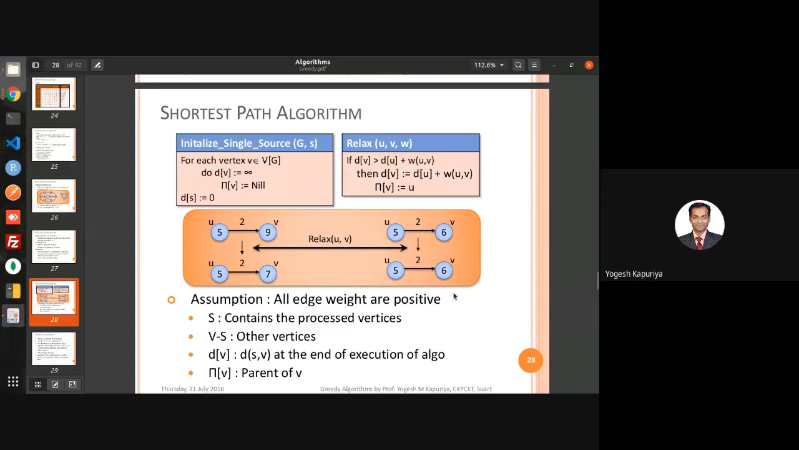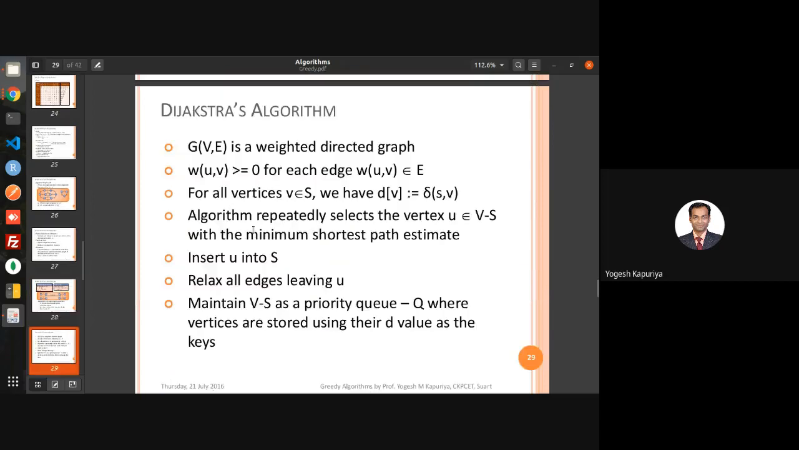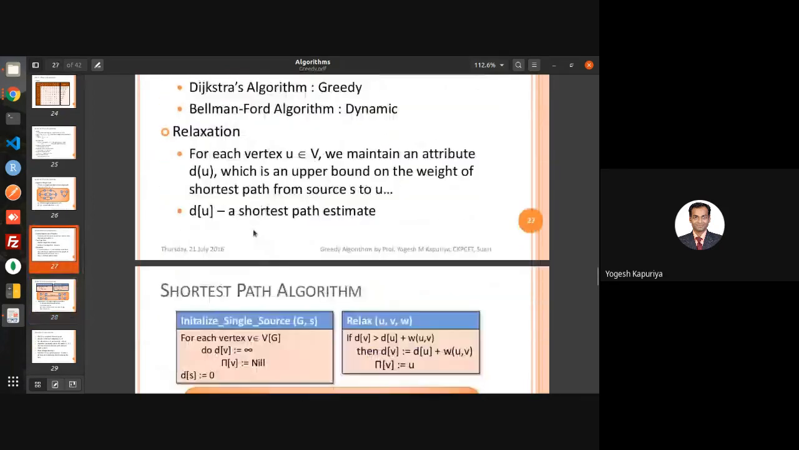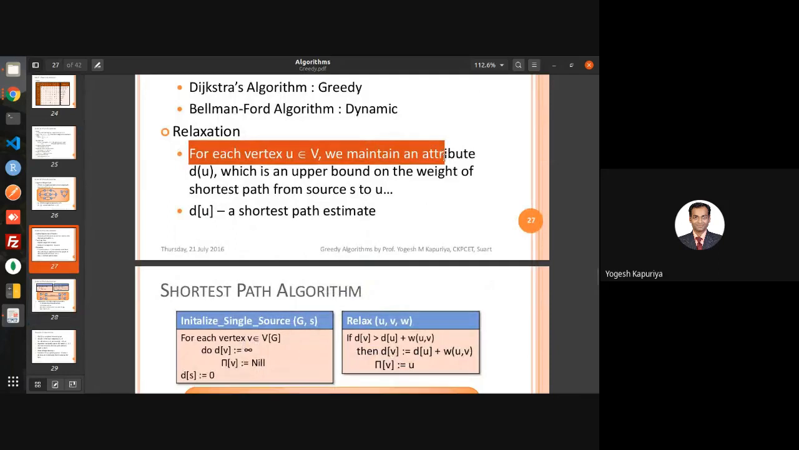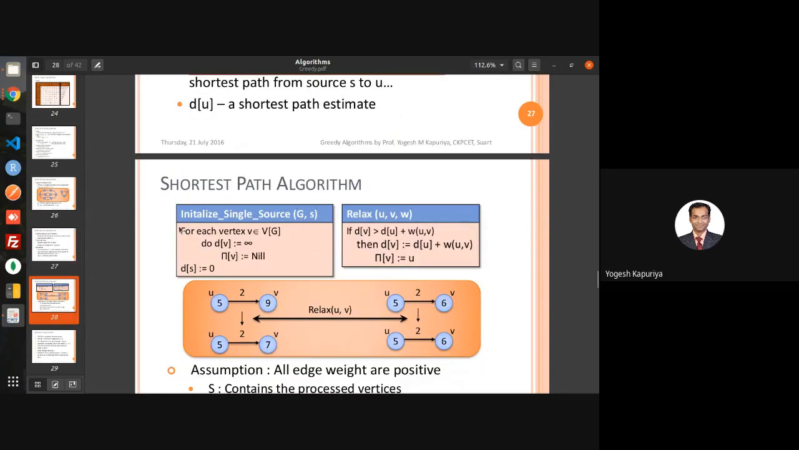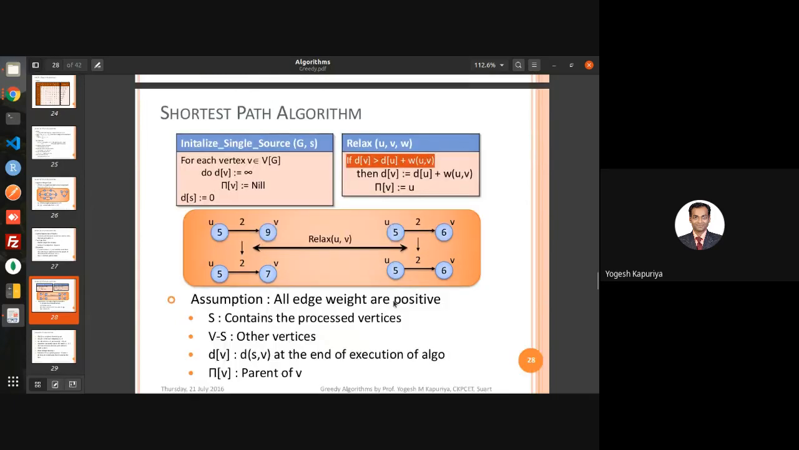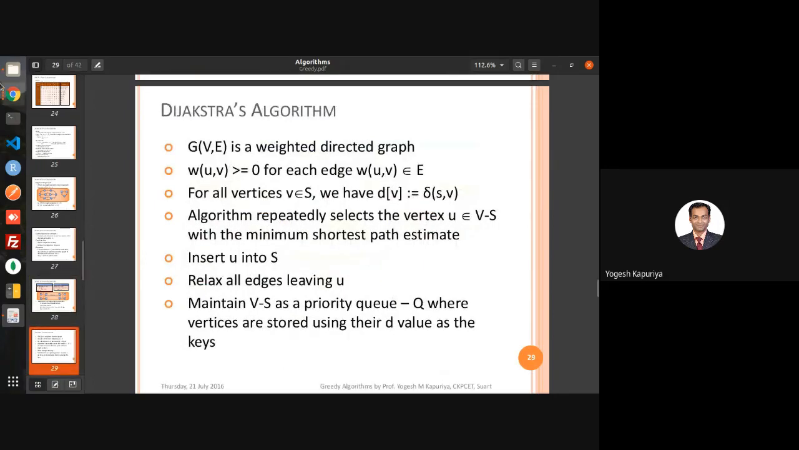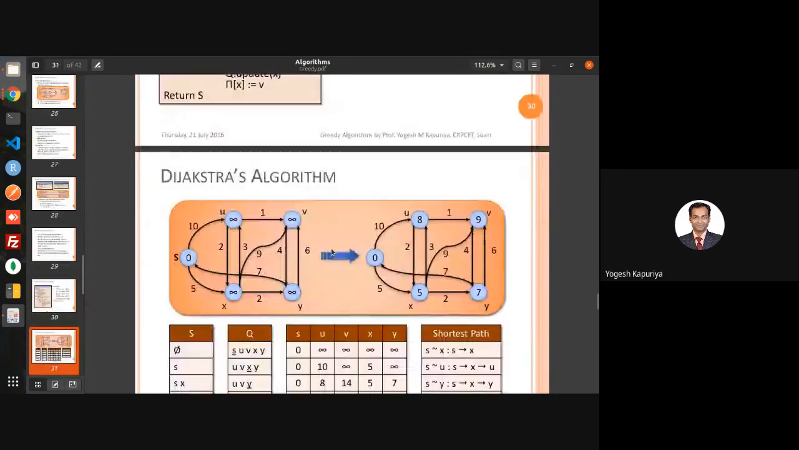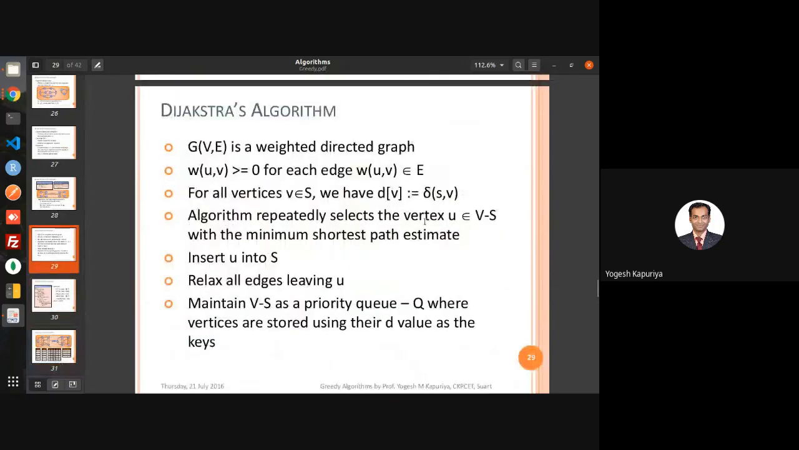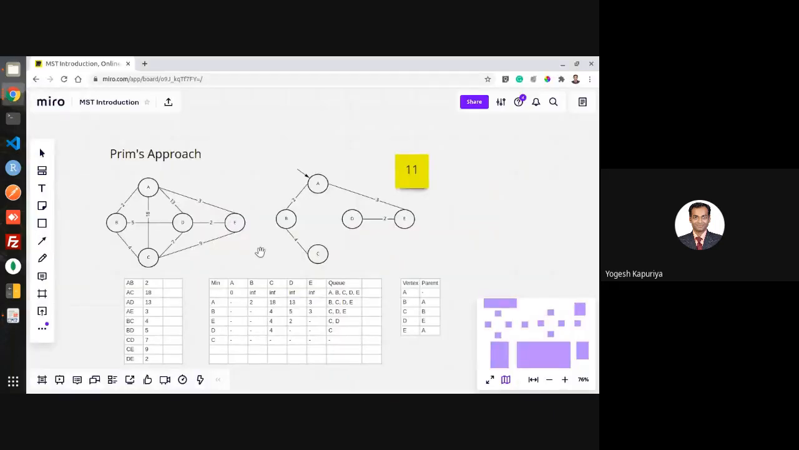And what is the approach? The approach is very simple. You will keep on relaxing the edges till the shortest path is obtained, in case of a single source shortest path. So let us understand the algorithm. These are all terms related to the algorithm. We'll discuss it later. We first discuss the approach and then we will discuss the algorithm. So let us take one example.